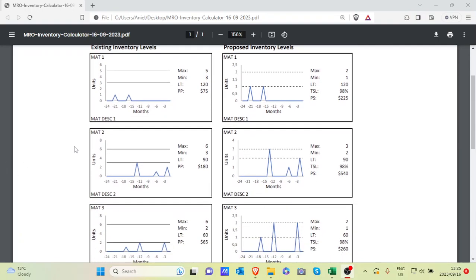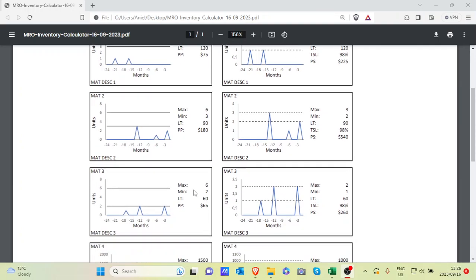Similar for, let's say, material number 2. Here we see that the minimum unit is 3 and max is 6. Lead time is 90 days or 3 months, and the purchase price of this item is $180. And also, I think you'll agree the levels are just too high. The calculator proposes a maximum level of 3 and a minimum of 2, given a lead time of 90 days and a target service level of 98%. The potential saving, if we lower the maximum level from 6 to 3, is a potential $540.